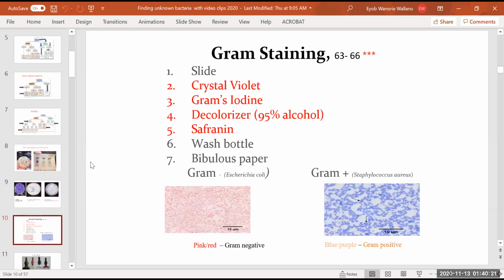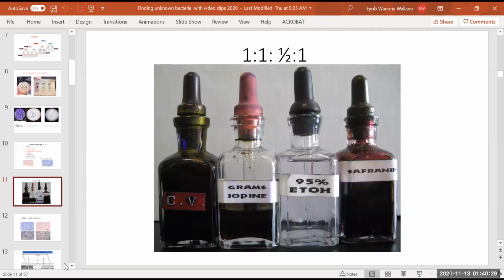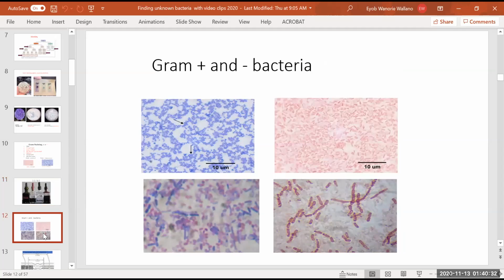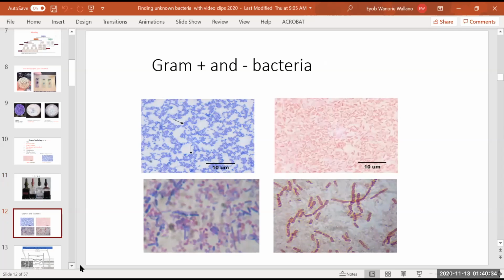So gram stain, you know it. In gram stain, crystal violet, gram iodine, decolorizer, and safranin, four of them you need to remember. And that we focused on already. And then these colors, you need to know them, how they need to appear.